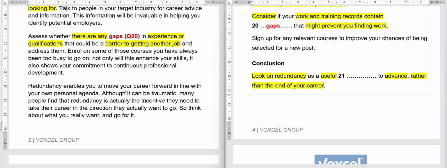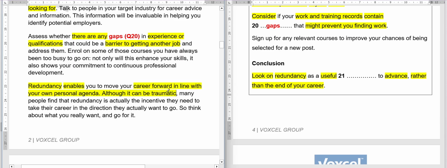Let's see. Redundancy enables you to move your career forward in line with your own personal agenda. Although it can be traumatic, many people find that redundancy is actually the incentive they need to take their career in the direction they actually want to go. So think about what you really want and go for it. So they're saying that redundancy enables you to move your career forward.